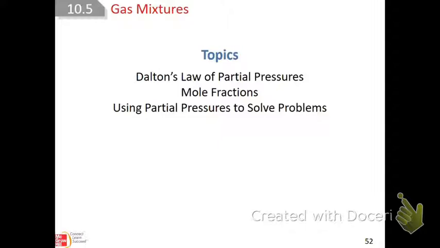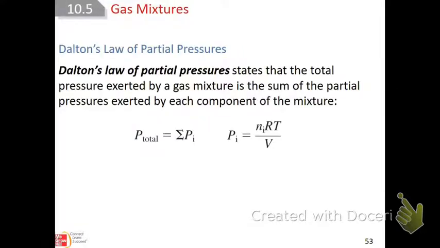Alright students, we're going to begin what I hope is the last video of this chapter. This particular one is going to be Dalton's Law of Partial Pressures, which is a fairly easy section of the chapter, and mole fractions, which we're not going to go into too much detail on, and then using those partial pressures to solve some problems.